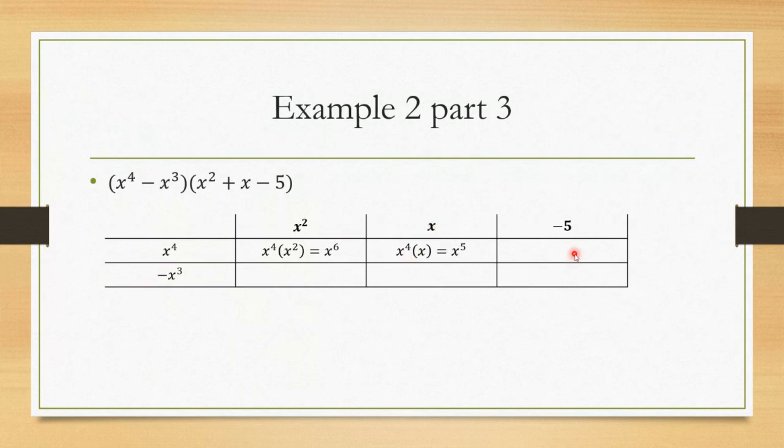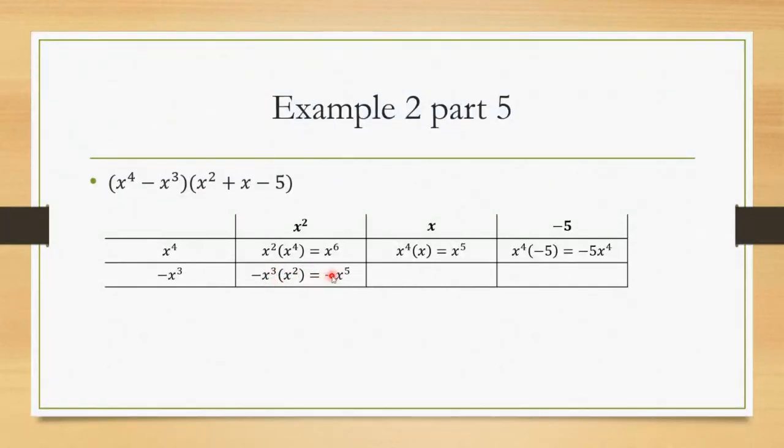For this one, we're going to have x to the 4 times minus 5. That gives us this. There's not much really you're doing here. You just write the number, the constant, in front, and that becomes the coefficient, as you can see. But now we go down here, right? We're multiplying this row term by this column term. This is what we get.